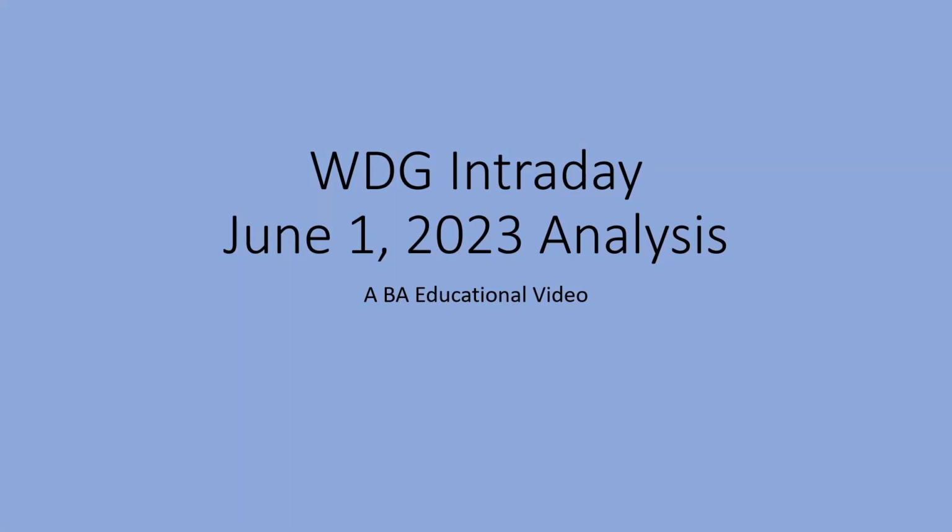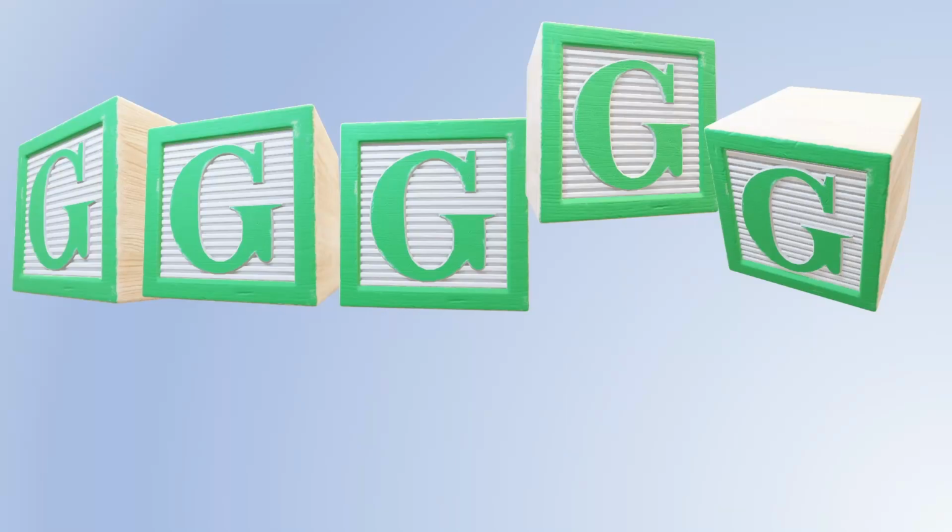Hey, this is BA, and we're doing WDG Intraday, June 1, 2023 analysis. This one kicks off a series where we're going to be taking a look at some unique attributes of Gann analysis. G's for Gann, page 75 of his masterwork. My calculations are based on cycle theory and on mathematical sequences.